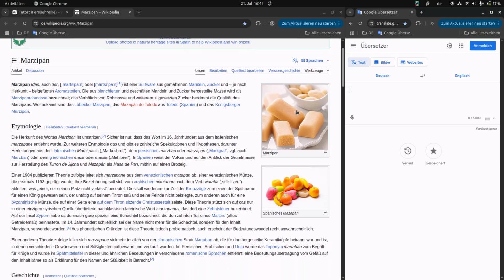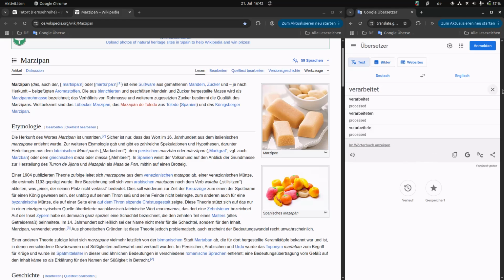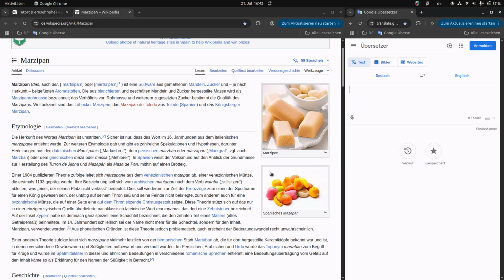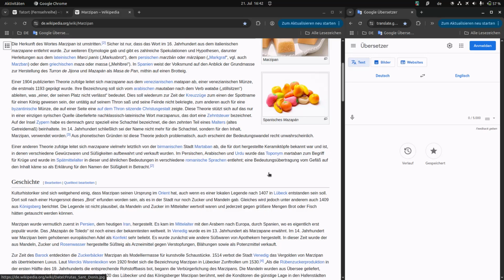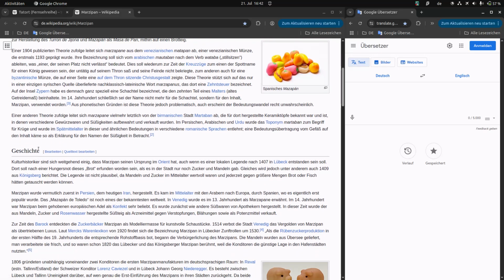So here we have a picture of it. Here we have some, I guess, more produced, verarbeitet, processed, like painted and with probably some flavors in it, but anyways. Let's get into the history part. That just means Geschichte. Geschichte is history in German.